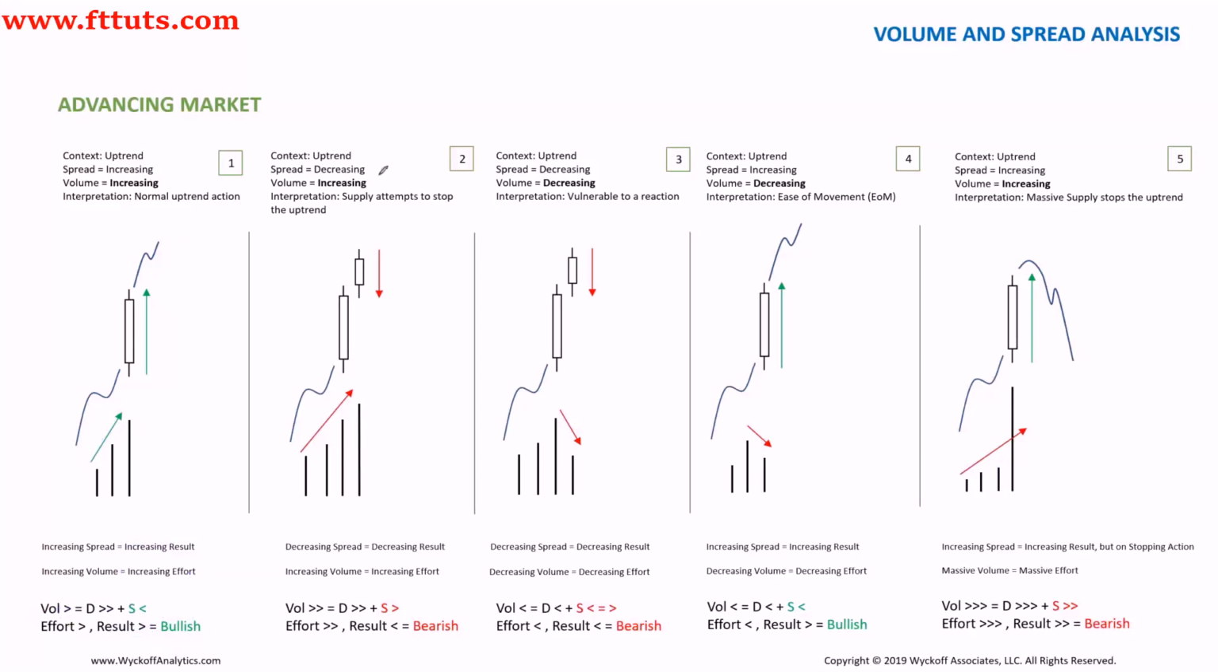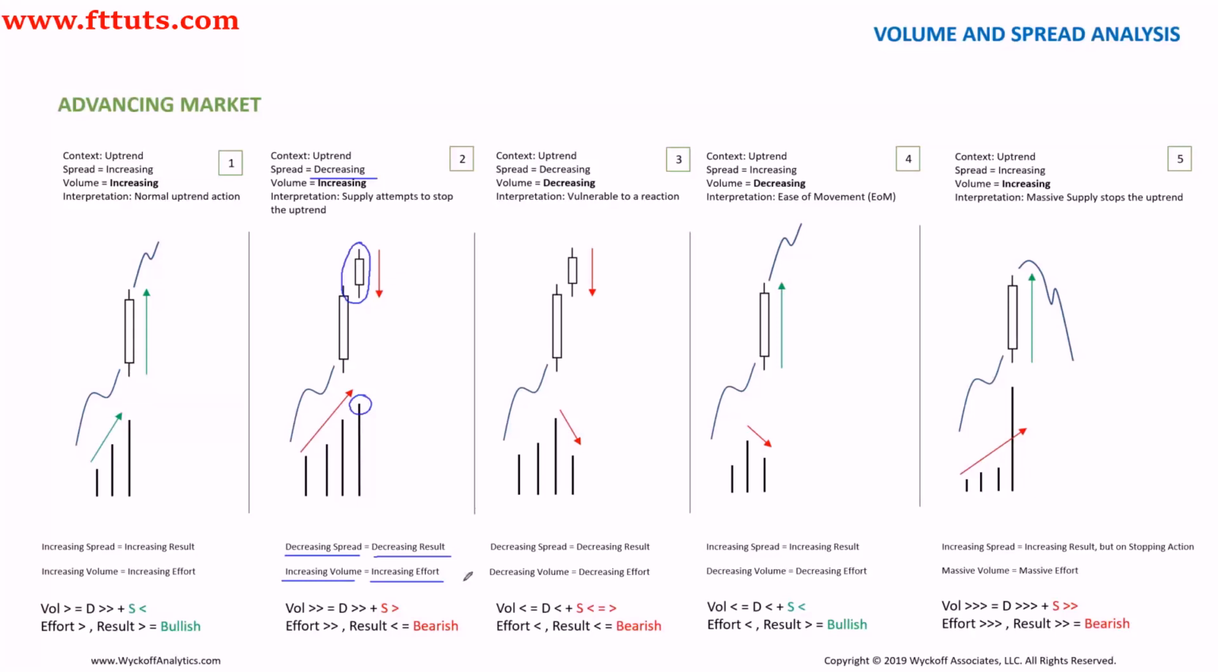Second scenario, this is where the spread is decreasing, and it still happens on the increased volume signature. So what does it mean? We have a decreasing spread, which means a decreasing result, and we have an increasing volume, which shows us an increasing effort to push the price up. So in other words, there is an increased effort to push the price up, and yet it cannot do so.